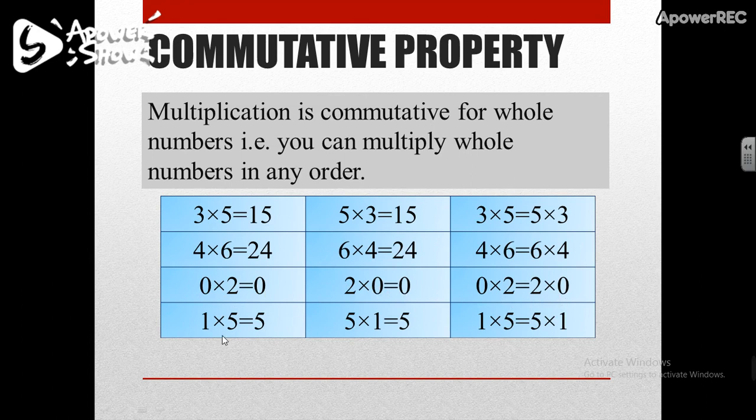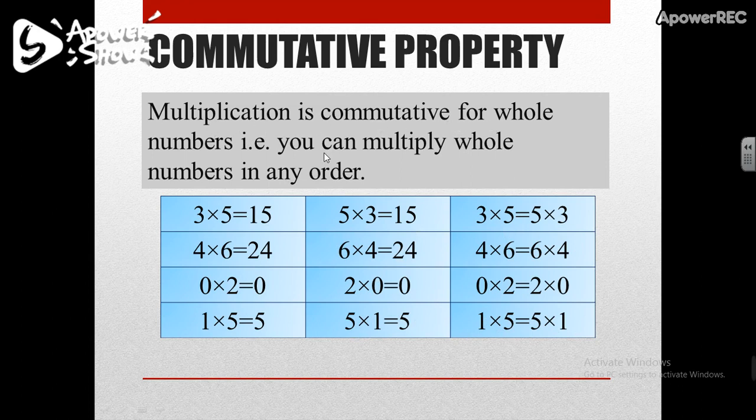Now I am taking 1 and 5. So 1 multiplied by 5 equals 5, and also 5 multiplied by 1 equals 5. So from here we get 1 multiplied by 5 equals 5 multiplied by 1. So from all these examples we are getting that multiplication is commutative for whole numbers.